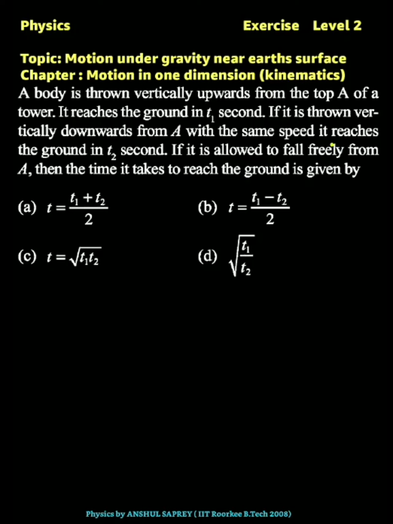A body is thrown vertically upwards from the top A of a tower. It reaches the ground in t1 seconds. If it is thrown vertically downward from A with the same speed, it reaches the ground in time t2. If it is allowed to fall freely, then we have to find the time taken to reach the ground.